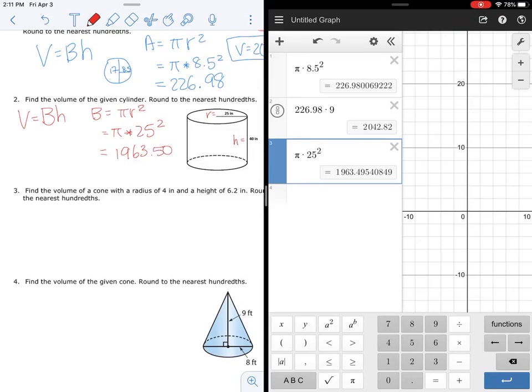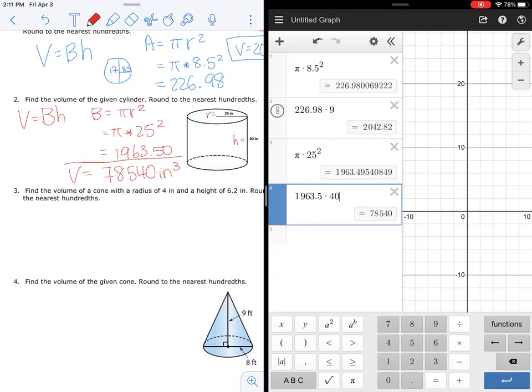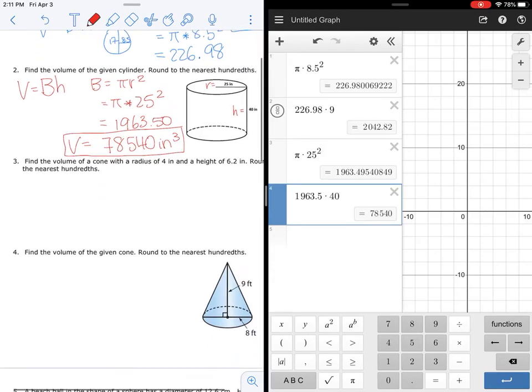1,963.50 because we're rounding to the nearest hundredths. And then we're going to multiply that by the height. So I'm going to do 1,963.5 times 40, and that should give our answer as 78,540 inches cubed. So that would be our final answer for number 2.